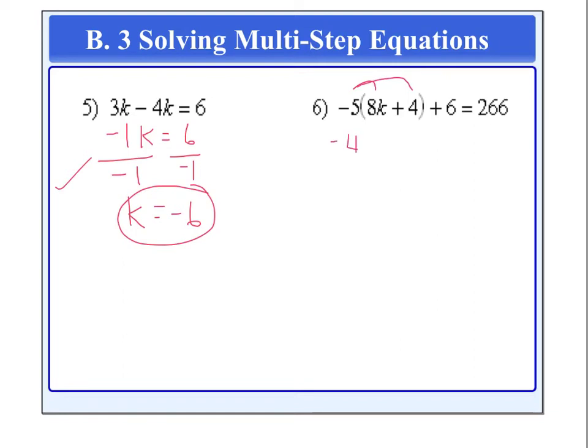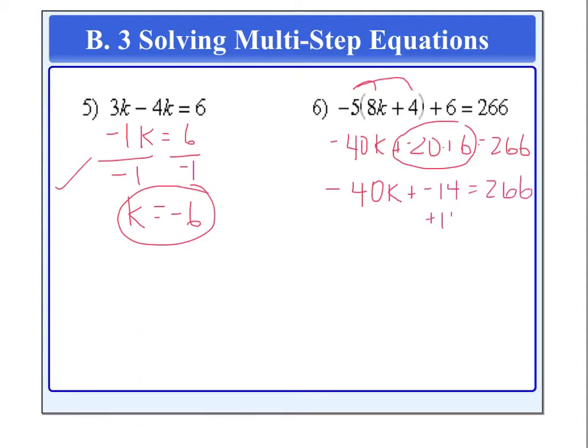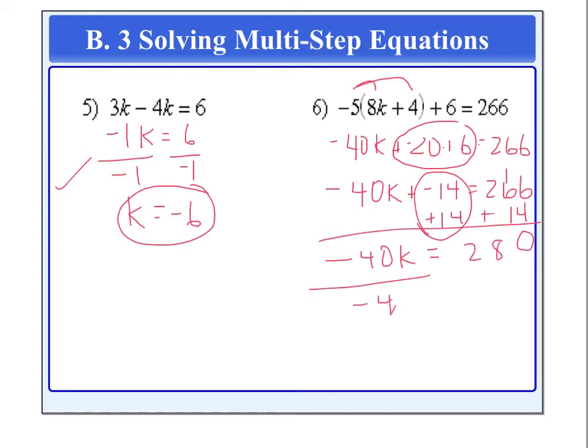Next one we'll distribute first. We get negative 40k plus negative 20 plus 6 equals 266. We'll combine our like terms. Negative 40k, negative 20 plus 6 is a negative 14 equals 266. We'll add 14 to both sides. We have negative 40k equals 280. Divide by negative 40, and we get k equals negative 7.